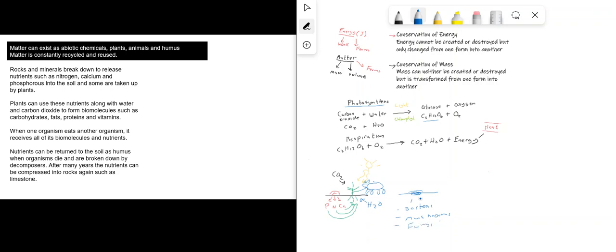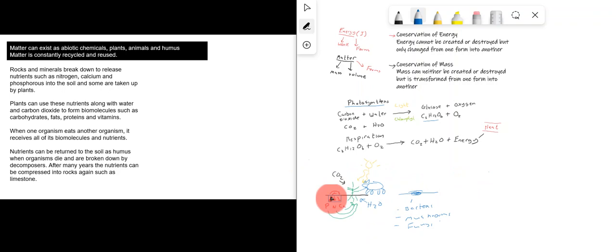And these things are like recyclers, or they're decomposers. Basically what they'll do is break down the dead matter and turn it into what's called humus. Then over time, these materials can be compressed back into rocks, for example, or they can be taken up by other plants and animals. They die and then they recycle. So this constant recycling is happening all the time.